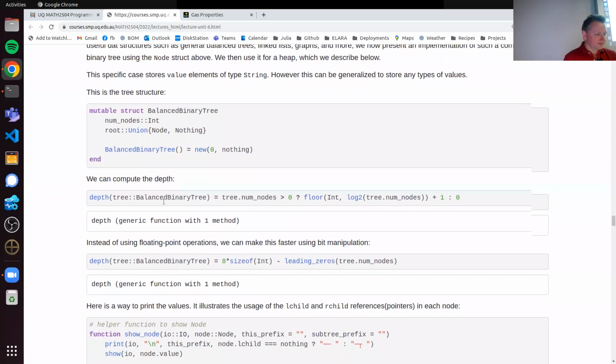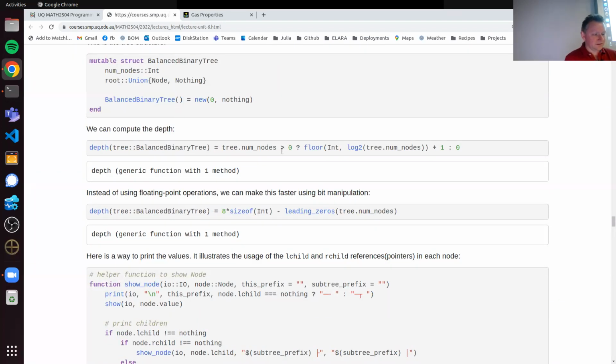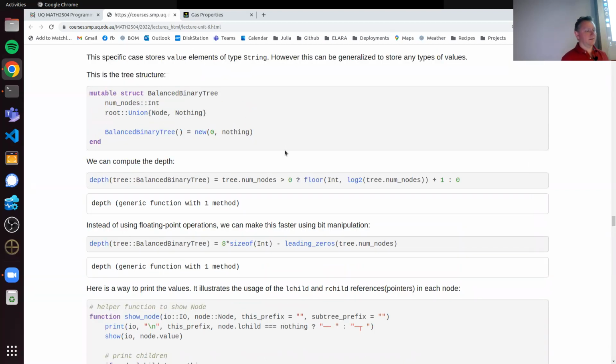So we can do, for example, a function which computes the depth of the tree. Now we know that one way of computing the depth is you traverse every possibility and count it up. But we actually know that this thing is balanced. So we can just write a function for the depth as the log base 2 with some rounding, floor and stuff. Floor is like round down to the nearest integer, never up.